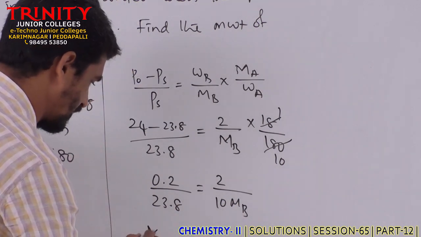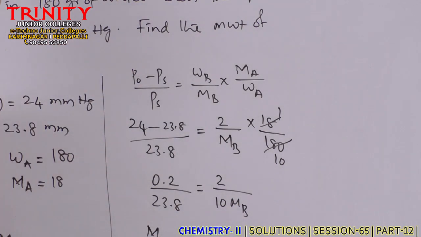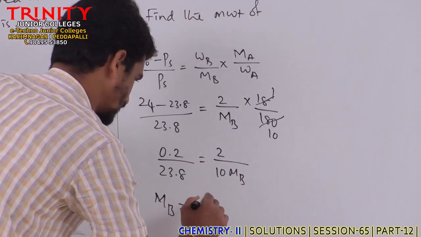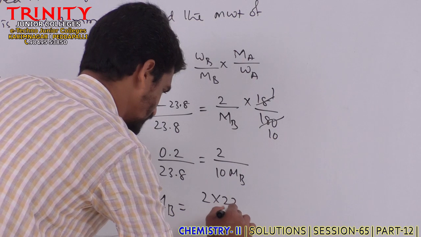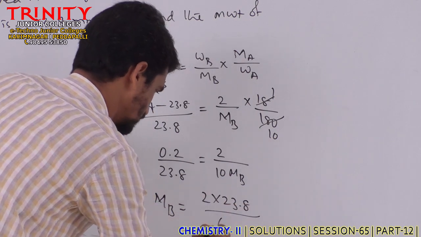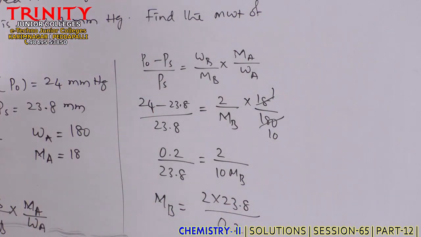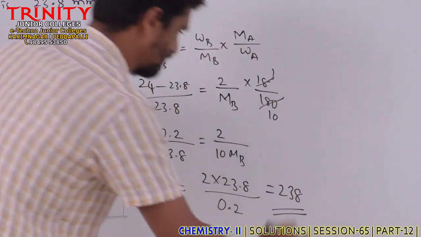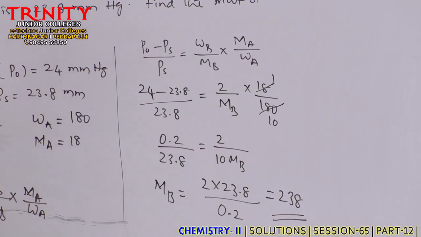Now MB, the molecular weight of the unknown solute, you bring this onto this side, then that becomes 2 into 23.8 by 0.2. This becomes 238. What is the molecular weight of the unknown solute? 238. So like this we can find.